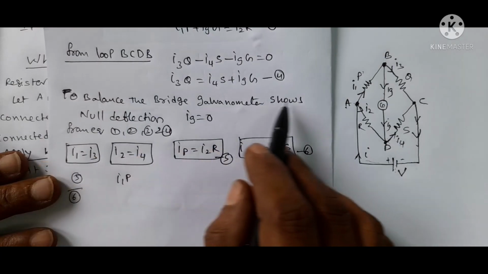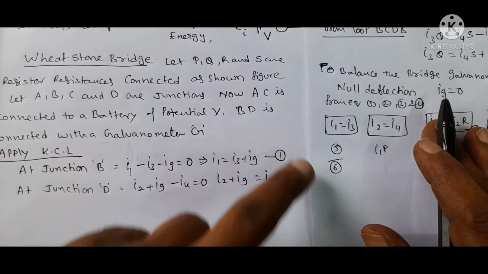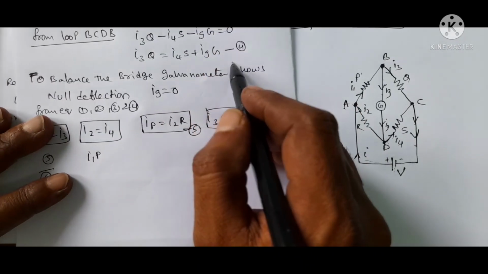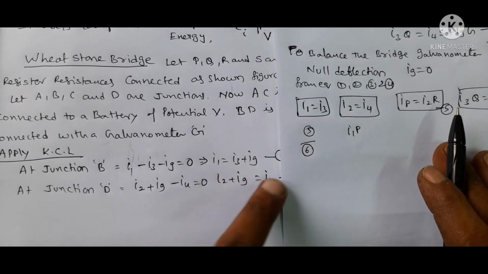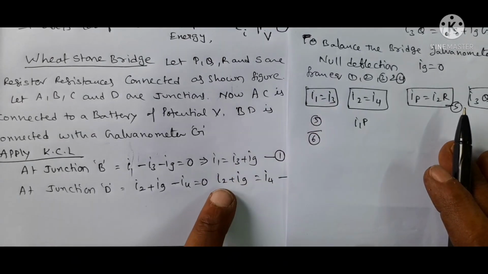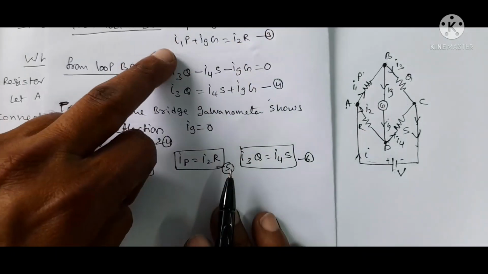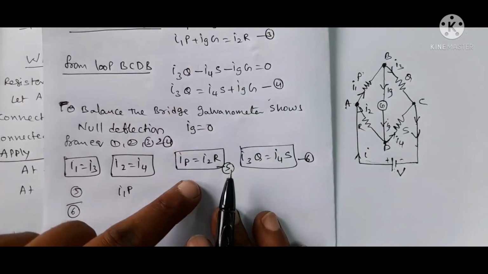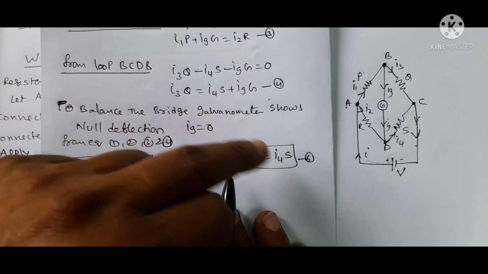So to balance the bridge, the galvanometer shows null deflection, that is Ig is equal to 0. Now from equations 1, 2, 3 and 4, I am substituting Ig equal to 0. That means you will get I1 is equal to I3 and I2 is equal to I4. From equation 3, I1P is equal to I2R. From equation 4, I3Q is equal to I4S.